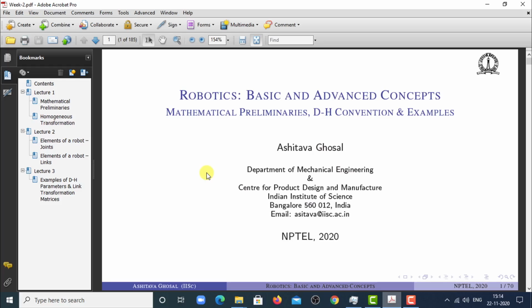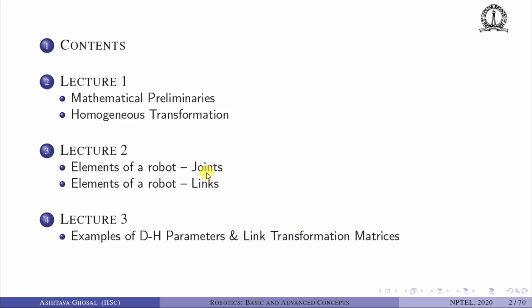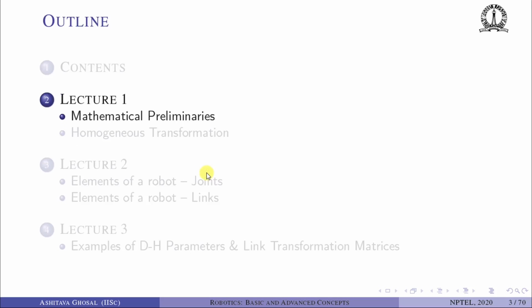In the second lecture, we'll look at how to model and represent joints and links of a robot. And in the third lecture, we'll look at examples of DH parameters and link transformation matrices. So the first lecture is on mathematical preliminaries.